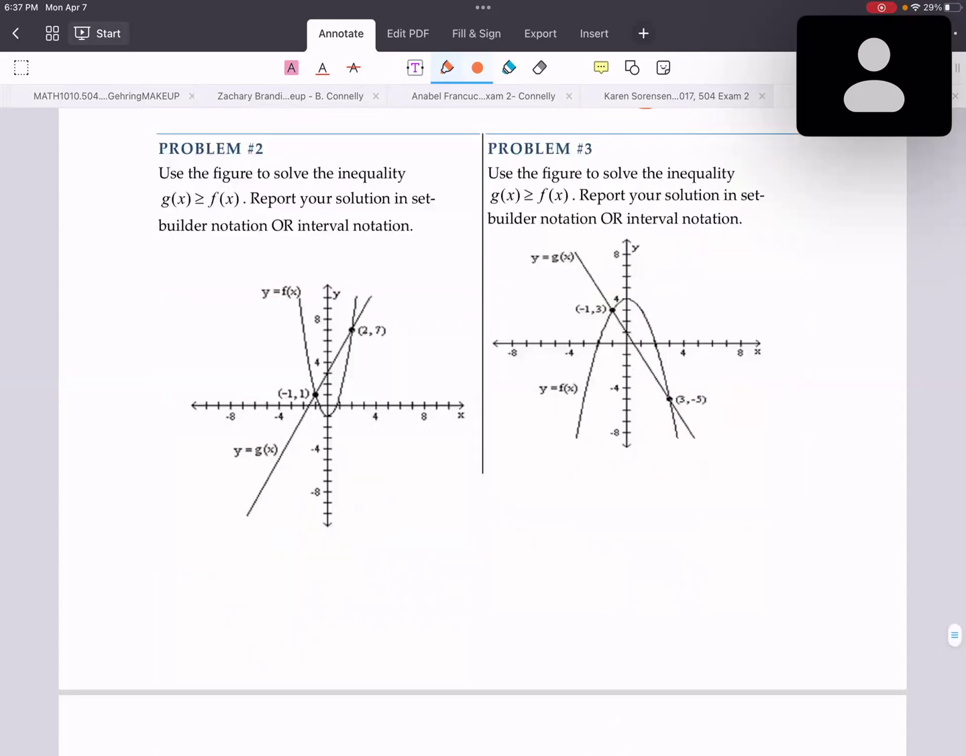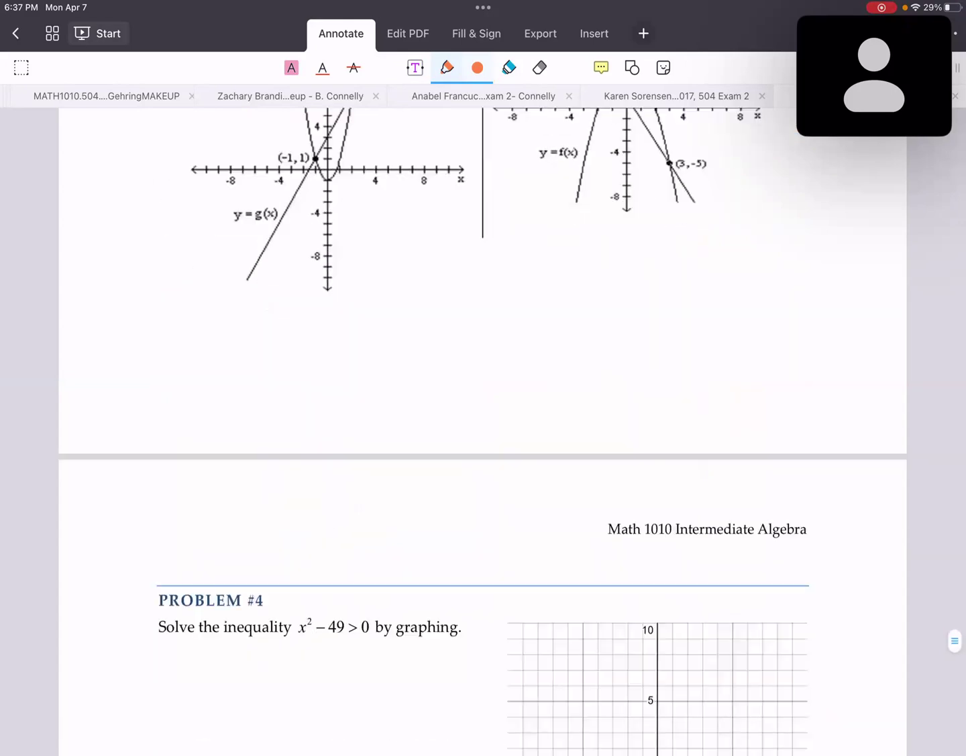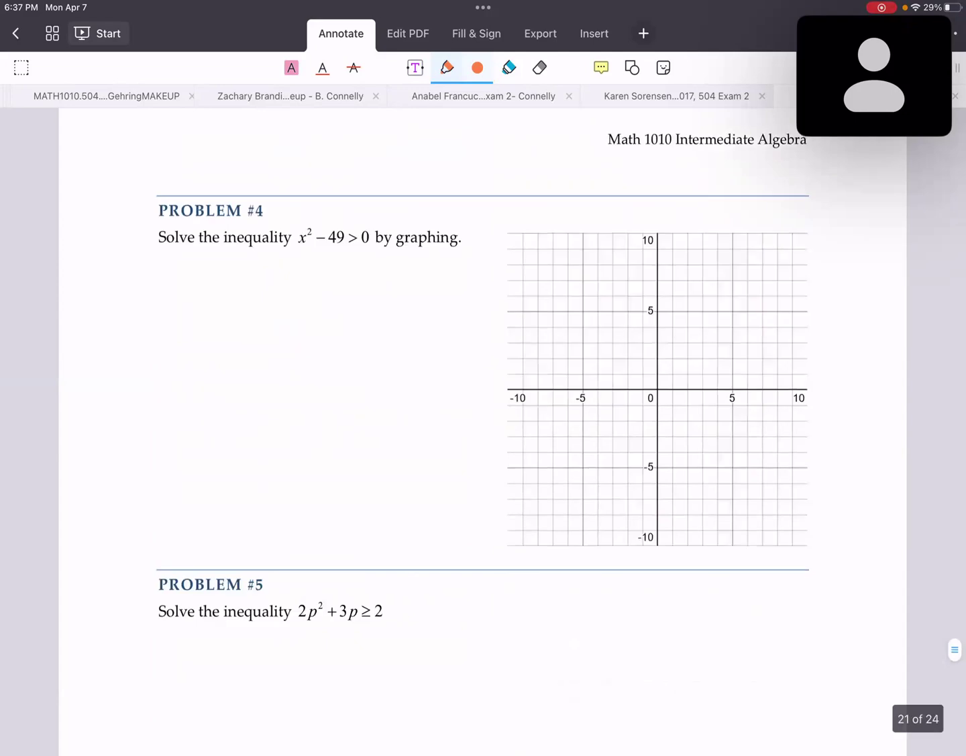So we're not going to be dealing with those two. So let's go on to this one. On this one, we're trying to solve the inequality x squared minus 49 is greater than 0. So again, remember, since it's greater than 0, we're going to be looking at the stuff that's above the x-axis. So let me make sure that we remember that. I'm going to write that in there.